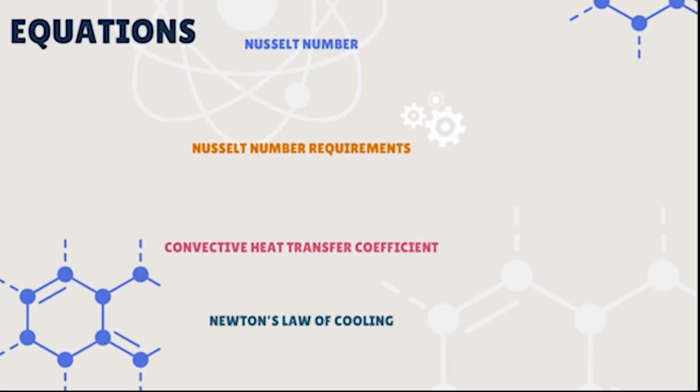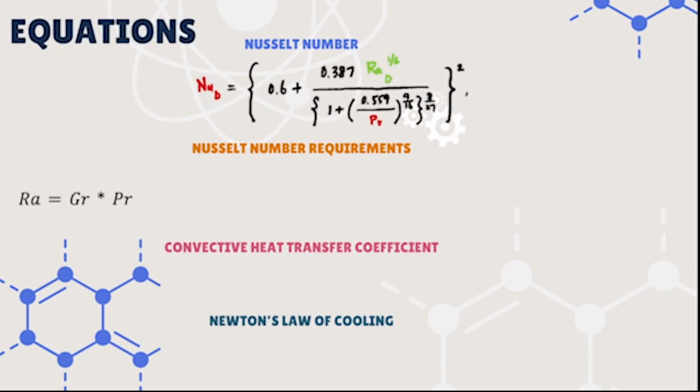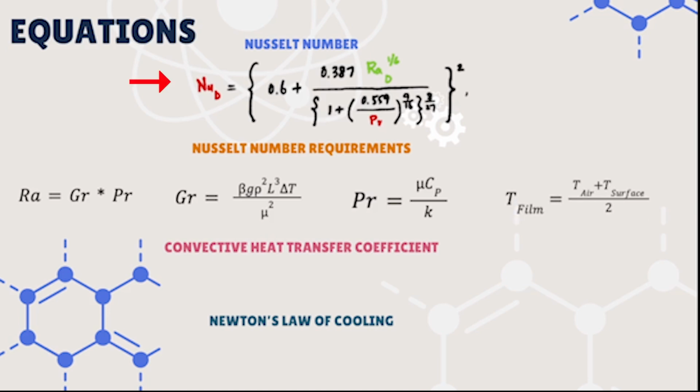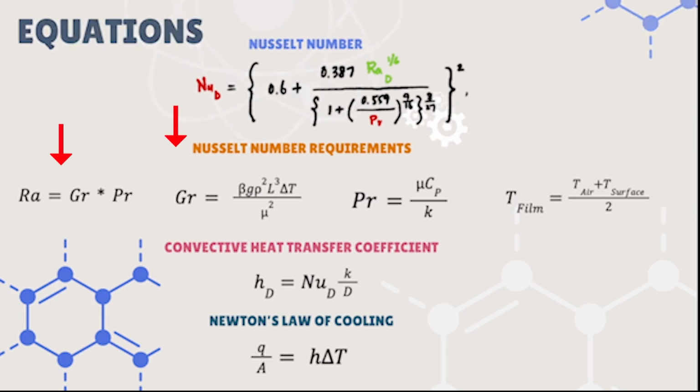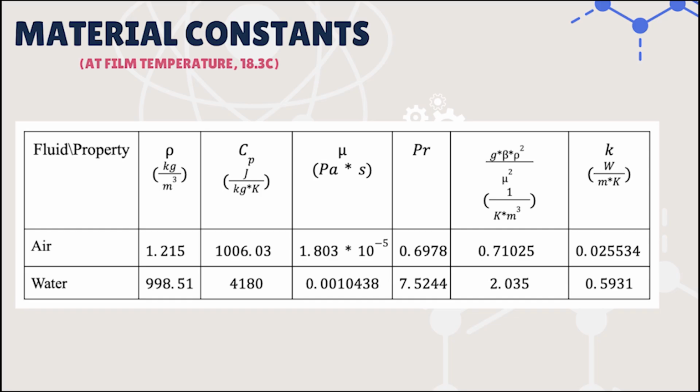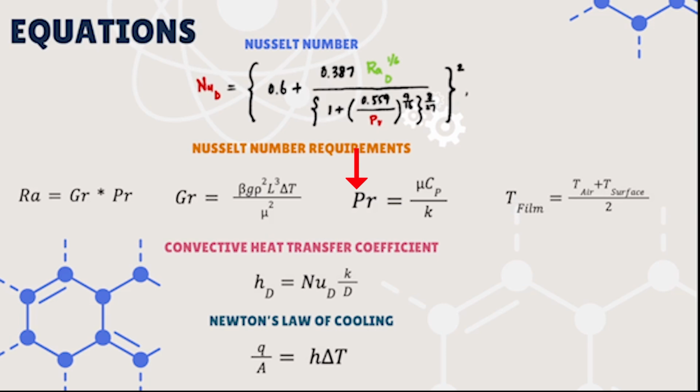In order to calculate the rate of heat transfer, we first begin by calculating the Nusselt number. The Nusselt number for a horizontal cylinder is given by this empirical correlation. In order to find it, we first need to find two other variables to plug into the equation, the Rayleigh number and the Prandtl number. The Rayleigh number is found by multiplying the Grashof number by the Prandtl number, and the Grashof number is calculated using these system constants shown here. The Prandtl number is also found by various system constants, and those constants are all evaluated at the film temperature, which is the average of the air temperature and the surface temperature of our cylinder.